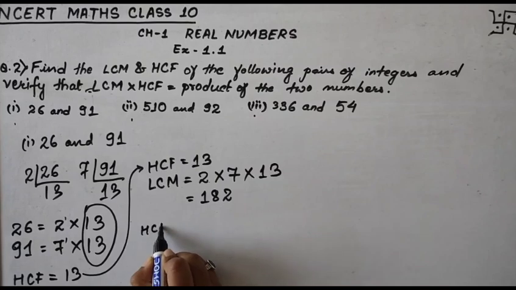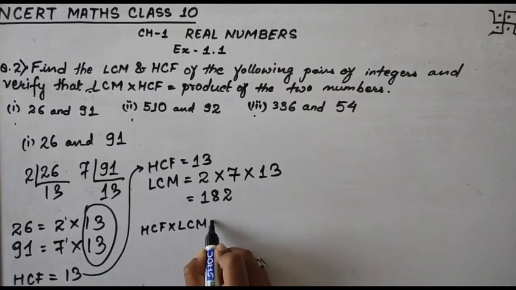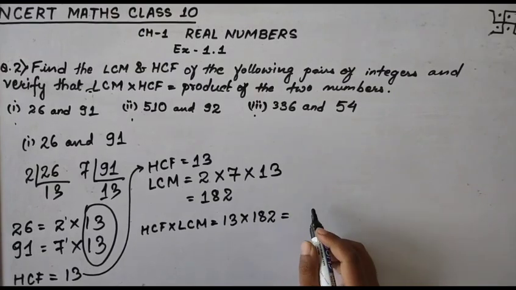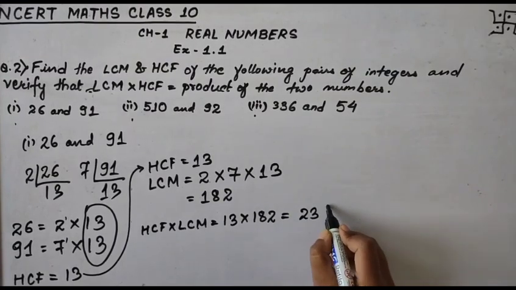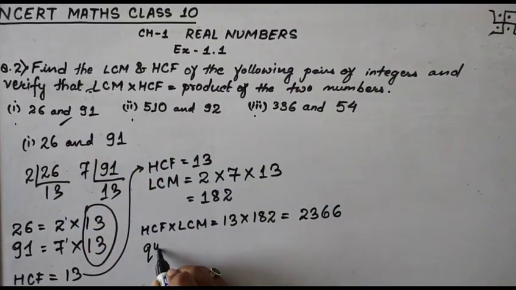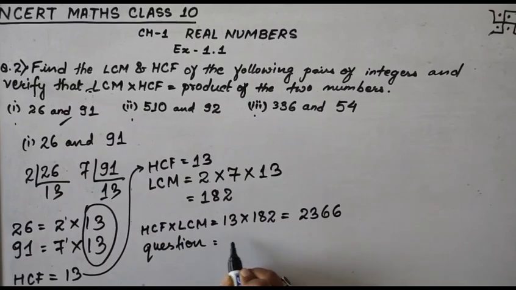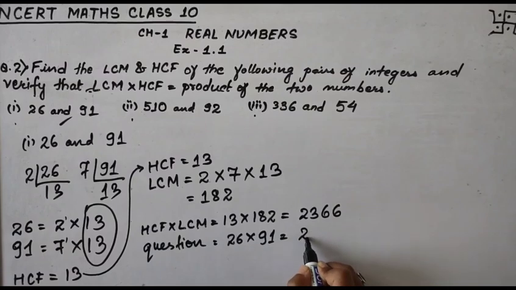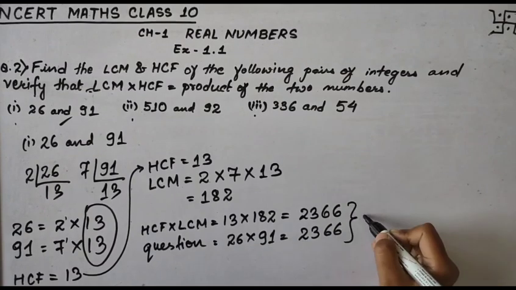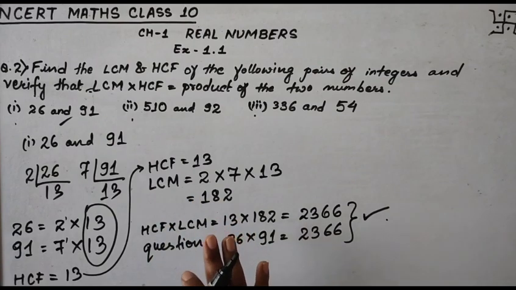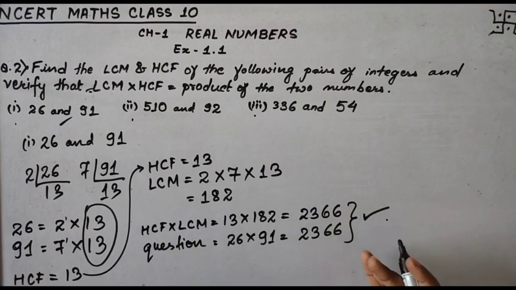Now to check the second part, that is LCM into HCF equals the product of the two numbers, first we will check HCF into LCM, which is 13 into 182, which will give us 2366. Okay, again checking with the question. Let me write the question over here. 26 into 91 equals, this is also again 2366. So it is the same, and we have verified that the HCF and LCM that we have calculated is correct for this question, 26 and 91.